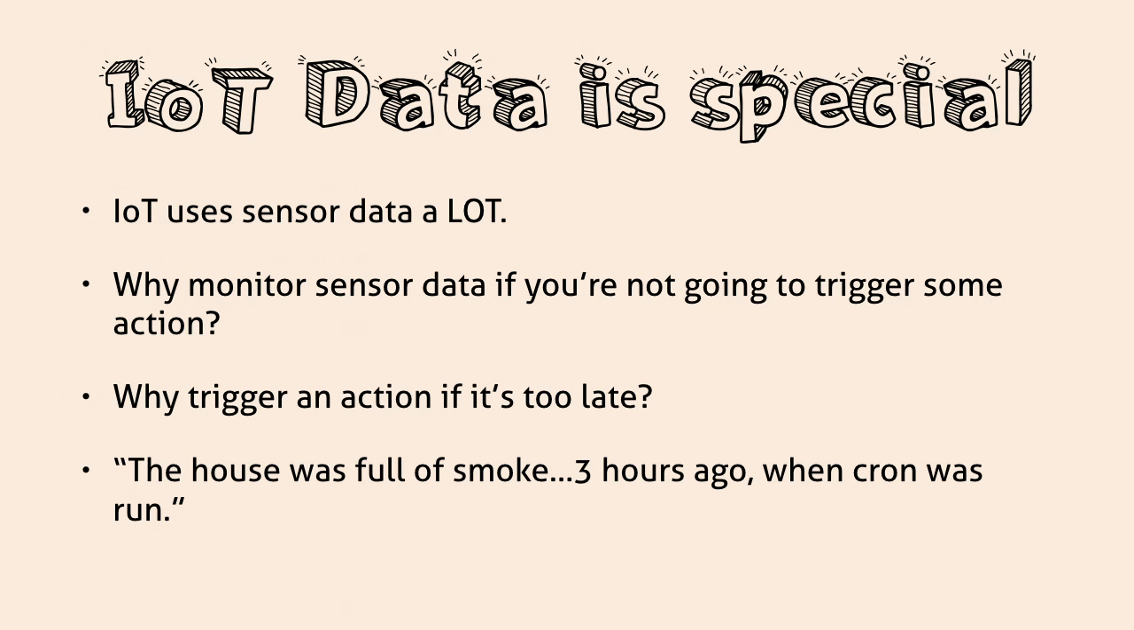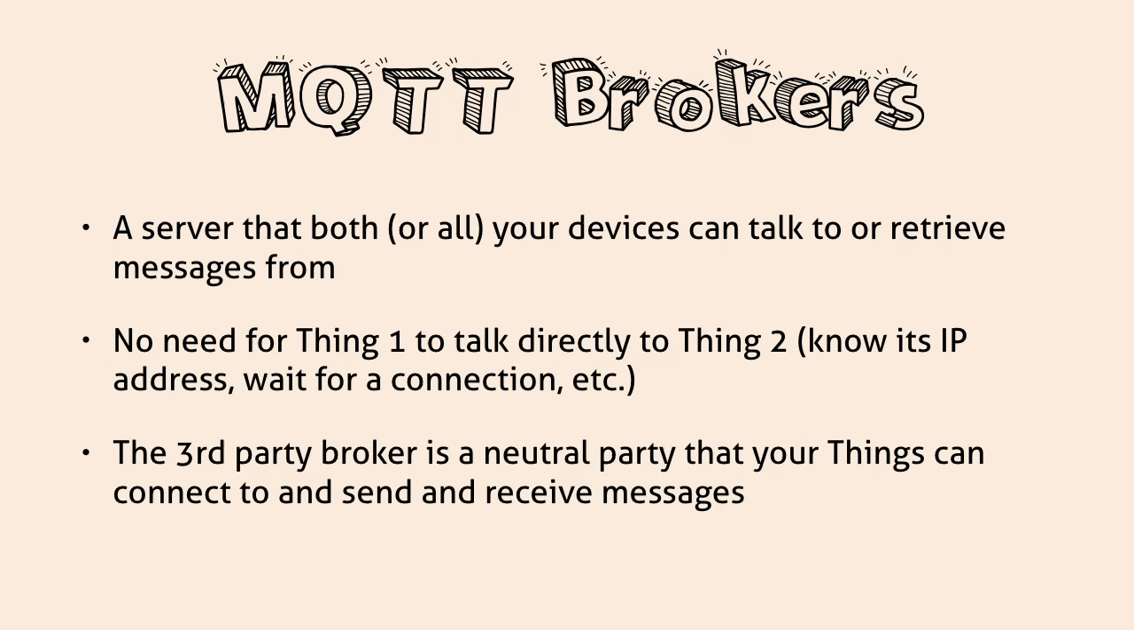So IoT data is special. IoT data uses sensor data a lot. If you're going to monitor sensor data, you're probably going to trigger some action, and why trigger an action if it's going to be too late? So you need reliable connections. You can't be relying on running cron unless all you're doing is getting today's forecast, right? If you're using critical sensor data, then you need something more reliable.